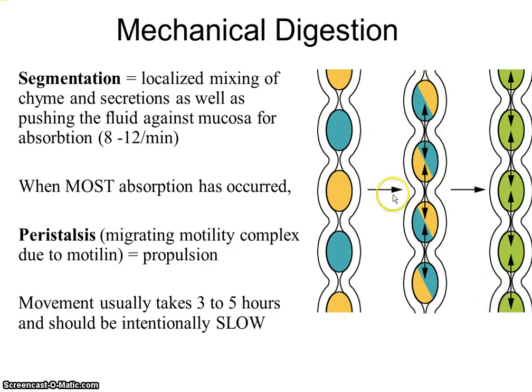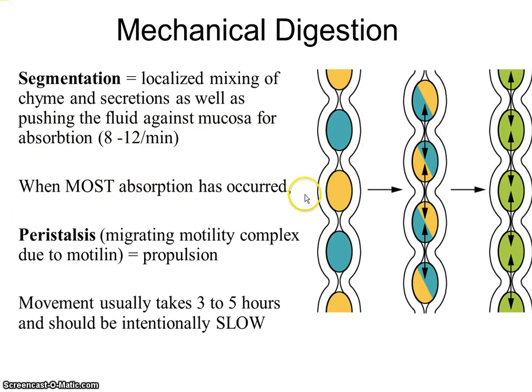The mechanical digestion is segmentation and peristalsis, so this shows you this idea of segmentation. There's constriction around this chyme, and then it's isolated and pushed back and forth, back and forth. This is showing you the process through time of mixing it. You're mixing with all these different secretions from the liver and from the pancreas and from the cells of the intestine itself. So again, it's mixing, pushing the fluid against the mucosa for absorption about 8 to 12 times a minute.